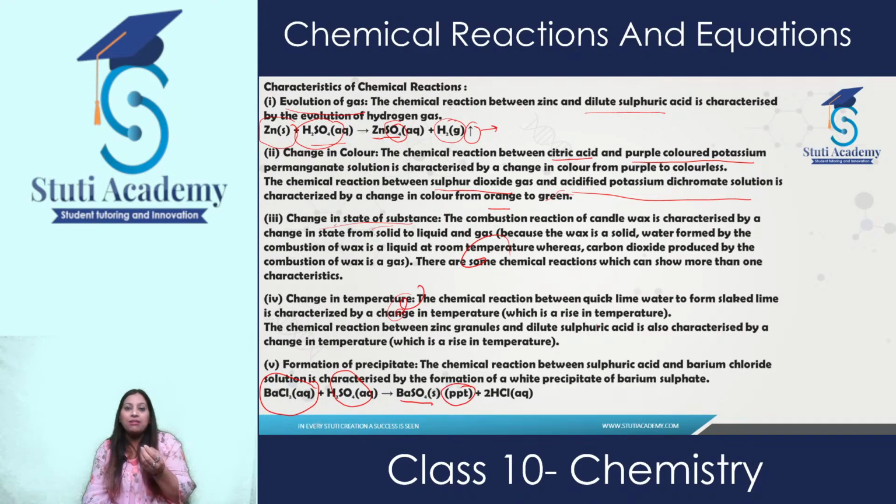and it's some sort of precipitate, like neither solid nor liquid. It's just like a powdery form, a sticky powdery form. So barium sulfate is formed and HCl is produced. Here HCl is hydrochloric acid. So these are the characteristics of a chemical reaction when any reaction takes place.